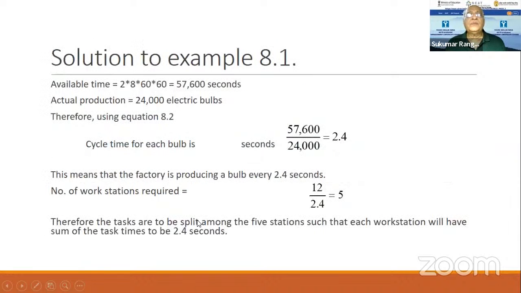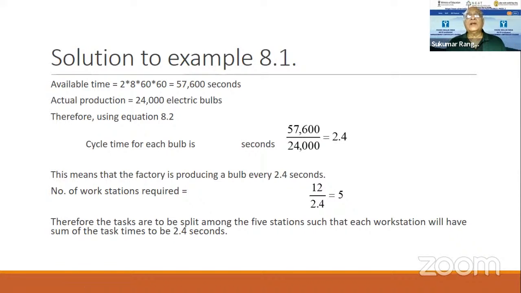So how would you do? The available time is 8 hours, 2 shifts, because minutes into seconds, we have done that. Actual production is 24,000. Therefore, using equation 8.2, which was earlier, 57,000 seconds divided by this many electric bulbs. So the cycle time required is 2.4 seconds.